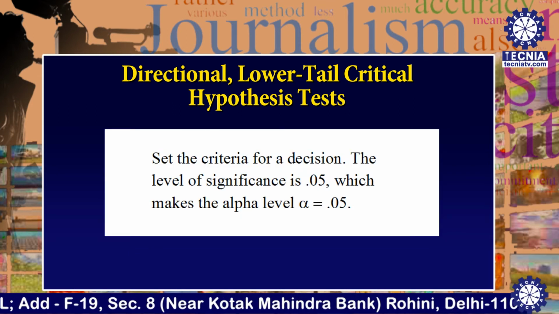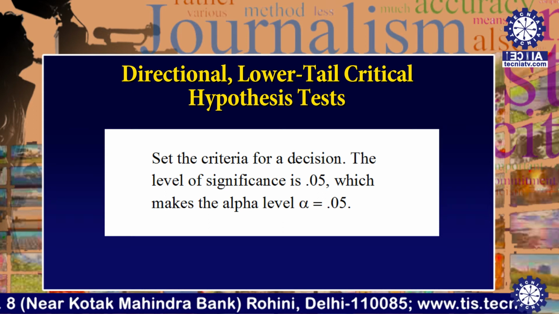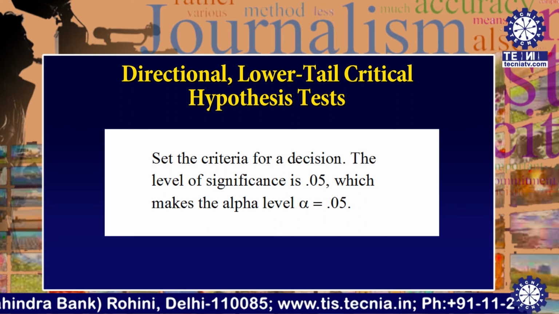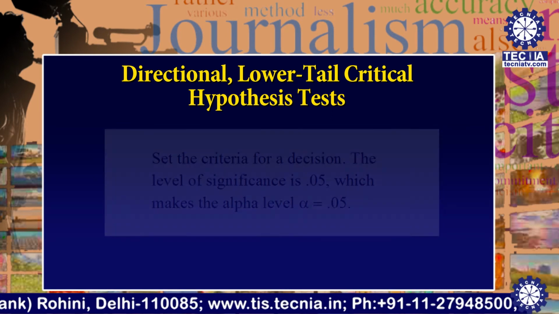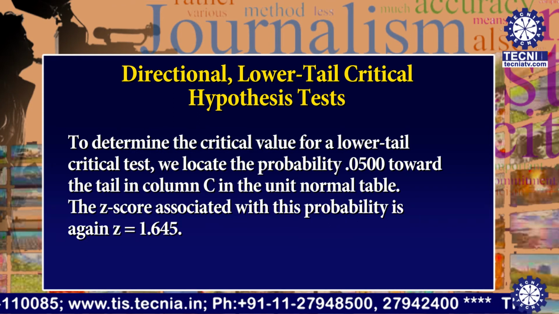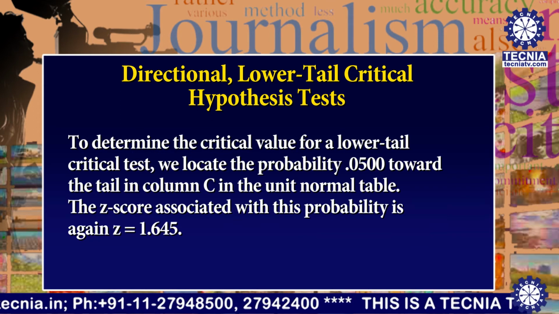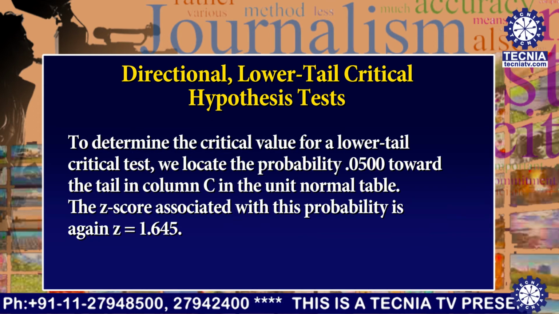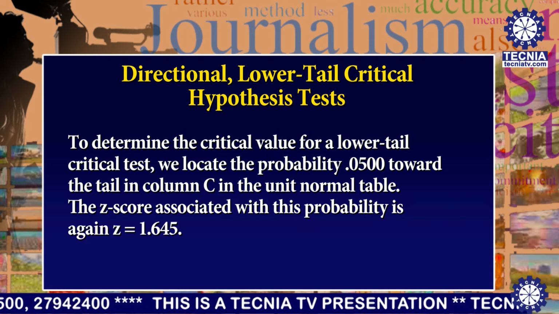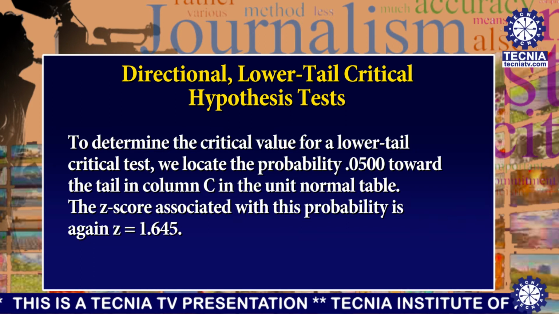Now I am explaining step 2. Step 2 is concerned with setting the criteria for a decision. The level of significance is 0.05, which makes the alpha level equal to 0.05. To determine the critical value for a lower tail critical test, we locate the probability 0.05 toward the tail in column C in the unit normal table. The Z score associated with this probability is again Z equal to 1.645.